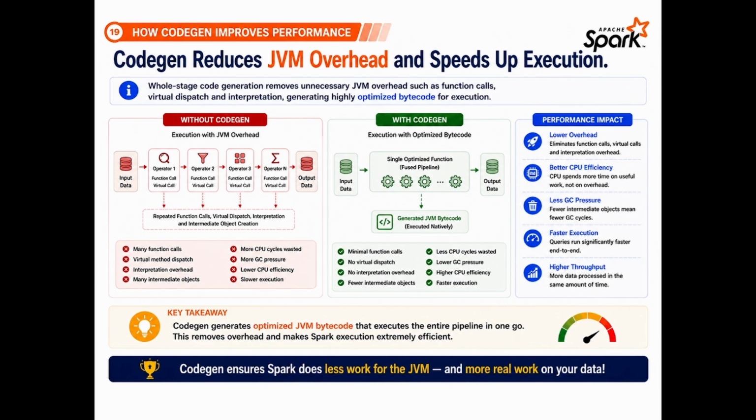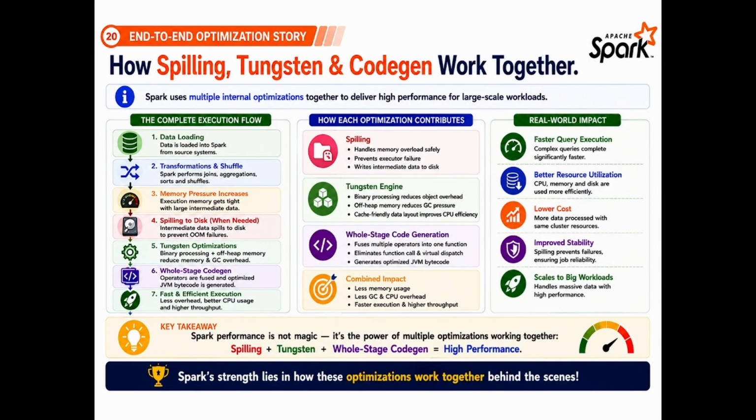Now let's connect everything. Spark starts in memory. When memory pressure increases, spilling protects the application. Tungsten reduces memory overhead. So Spark performance isn't powered by one feature. It's powered by multiple optimizations working together.